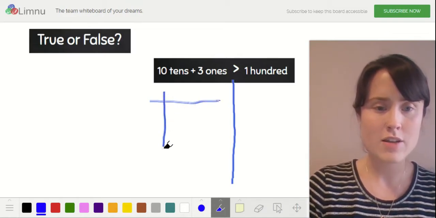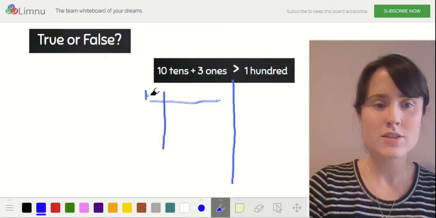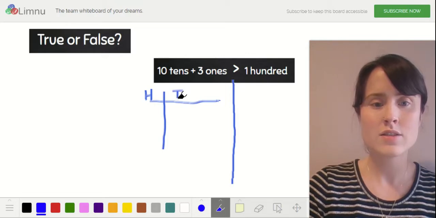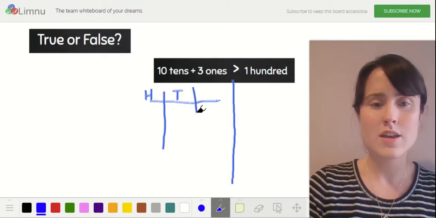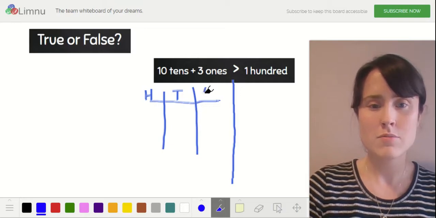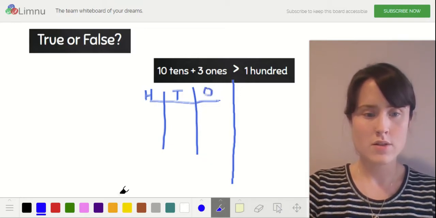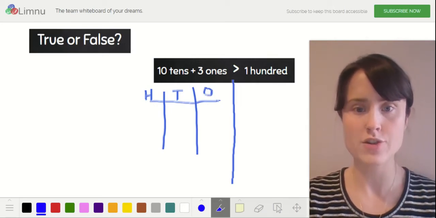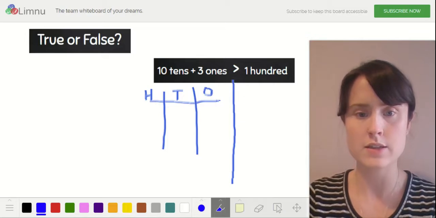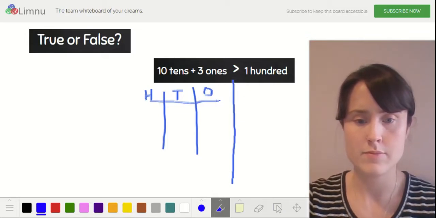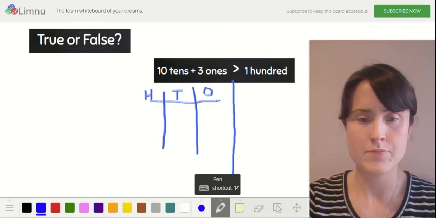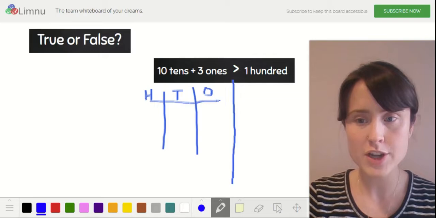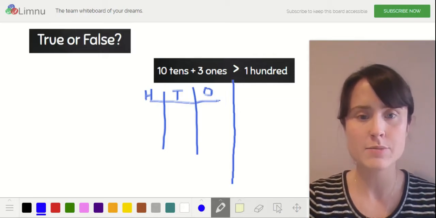I'm going to sketch my hundreds, my tens, and my ones. All right, I want you to go ahead and sketch a place value chart underneath that side of the inequality number sentence. Great, now what should I draw on my chart to show 10 tens plus 3 ones?